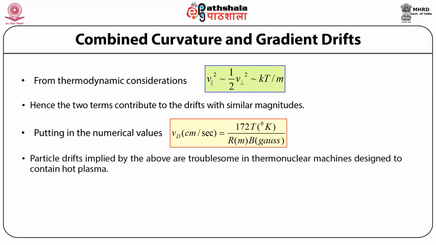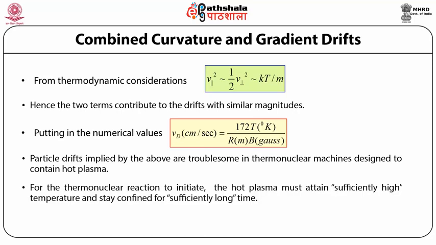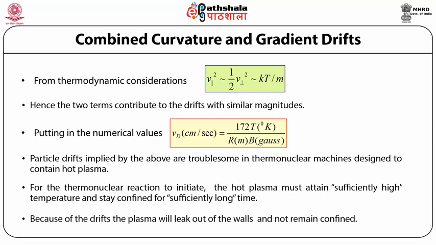Particle drifts implied by the above are troublesome in thermonuclear machines designed to contain hot plasma. For the thermonuclear reactions to initiate, the hot plasma must attain sufficiently high temperature and stay confined for sufficiently long time. Because of the drifts, the plasma will leak out of the walls and will not remain confined.